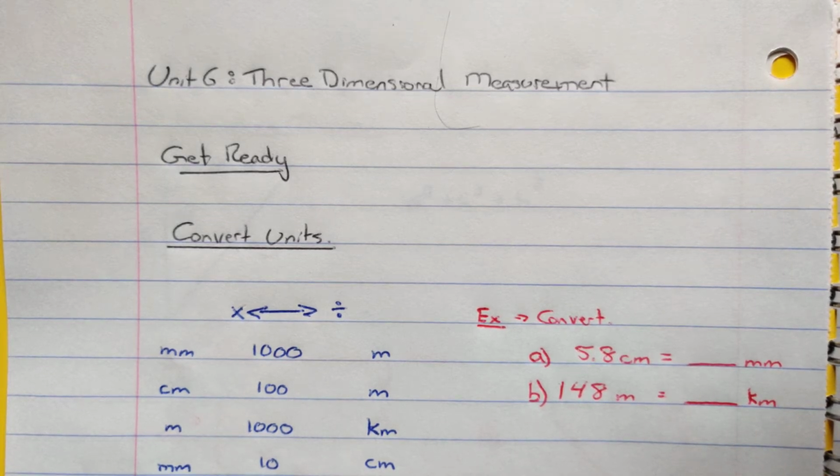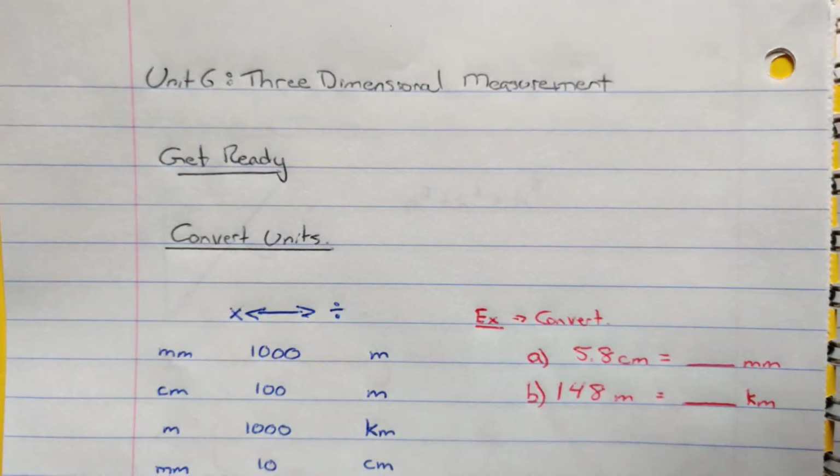In this section, we are looking at three-dimensional measurement. So we're going to look at some prisms, spheres, cylinders, pyramids. So a little review, working with some units.